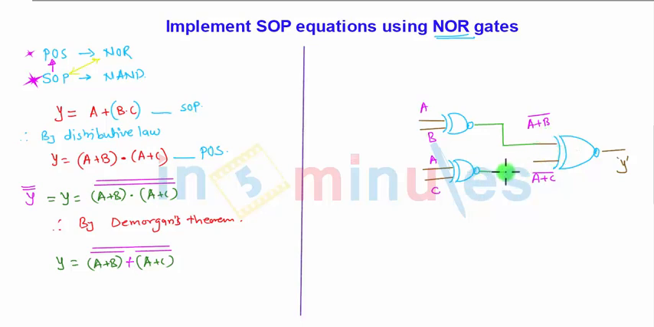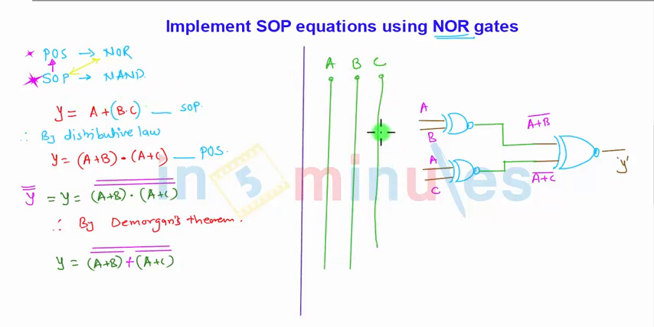which is connected to this input, and here you will get (a plus c) the whole bar, and these are connected to the final NOR gate. The inputs are A, B, C. This is B and this one is C, and finally they are shorted to A, B, and C. So this is your final implementation, the SOP form equation implemented with the help of NOR gates.